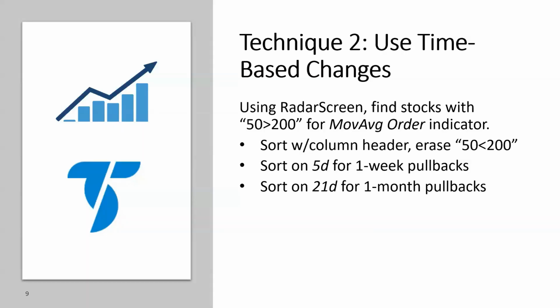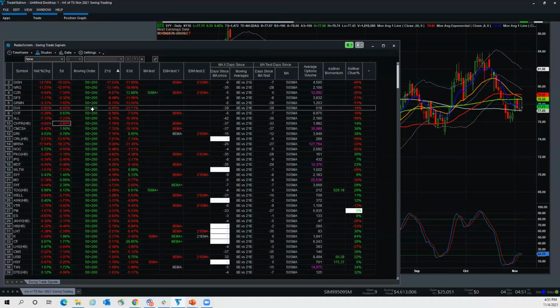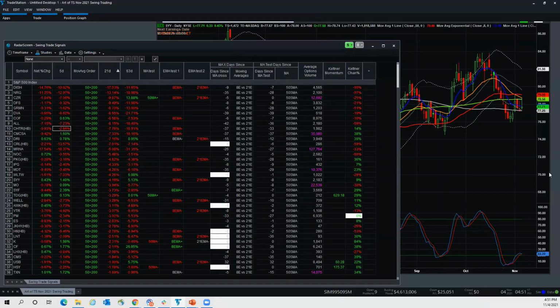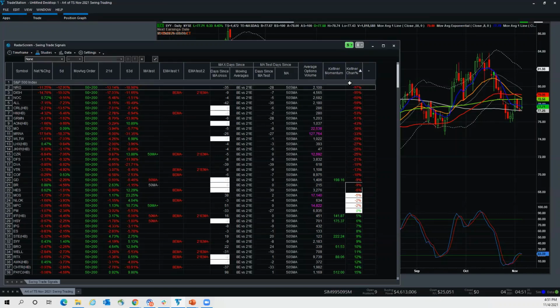Okay. Technique 3, using Keltner channels. All right, so we're going to stick with the same thing of the 50 over the 200, and this is slide 10. And now what we're going to do is sort by the Keltner channel percent, this indicator. Now, this has a special thing built into it, a special value.